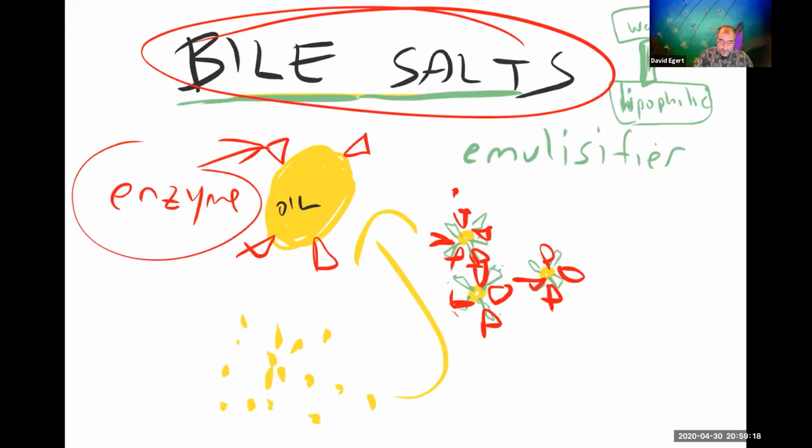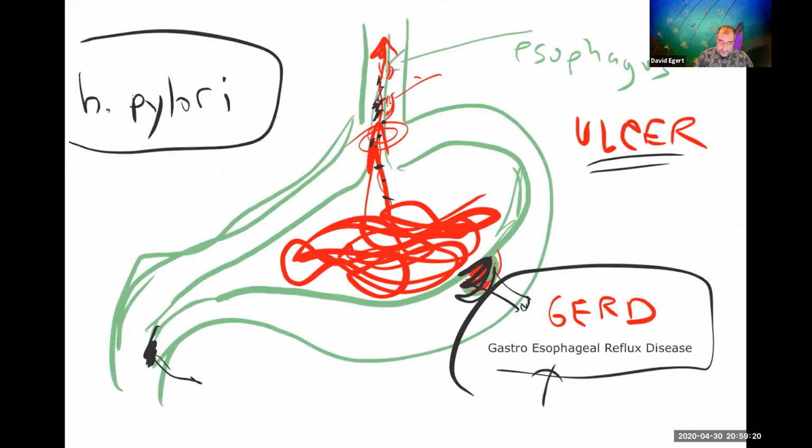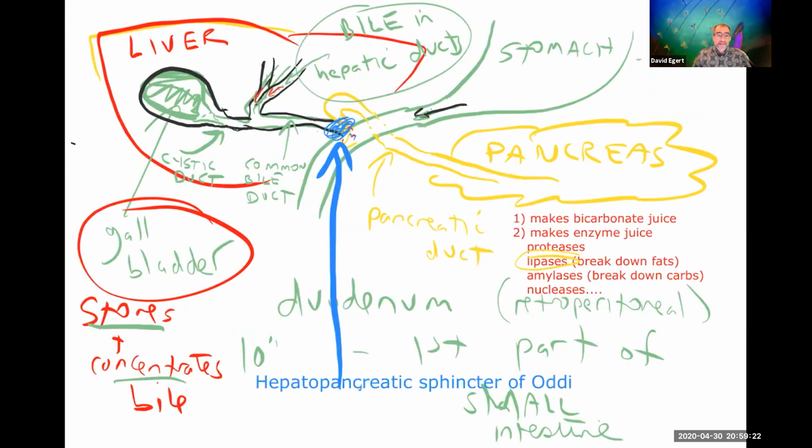Whoops, no, where was I? I was over here. So that was just kind of showing up here in more detail. So bile made in the liver, stored in the gallbladder.